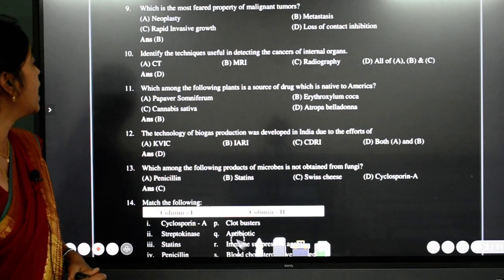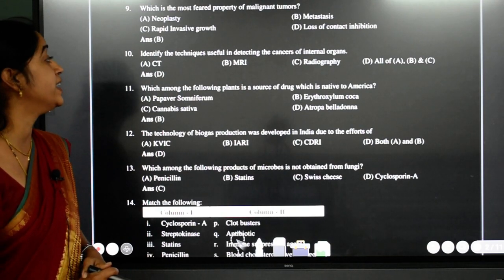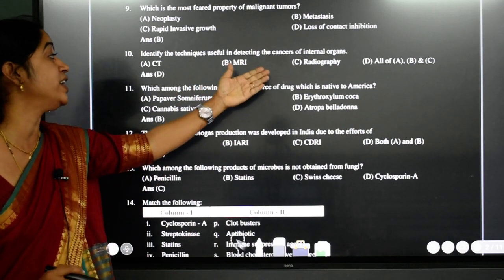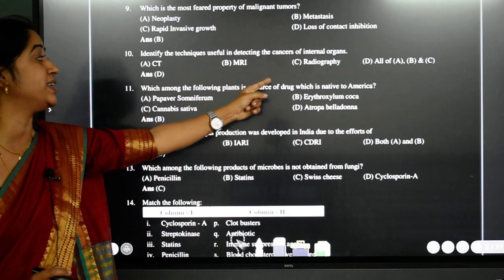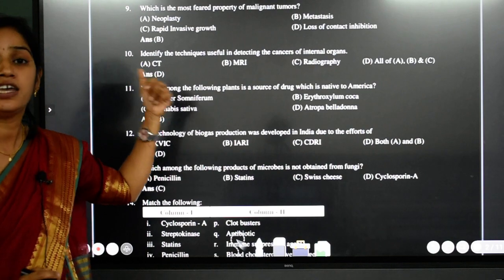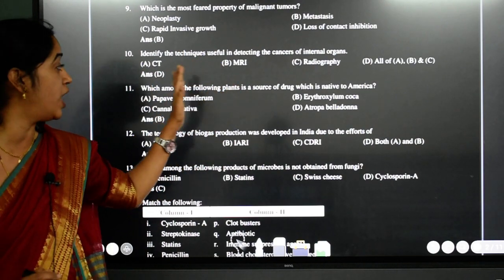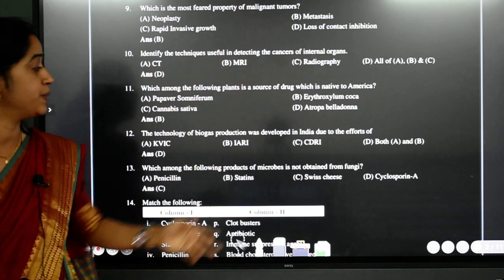10th question. Identify the technique useful in detecting the cancers of internal organs. See student, for the detection of internal organs, we use all these three techniques, that is CT, MRI, radiography. So again here the answer is all of the above, that is A, B and C.